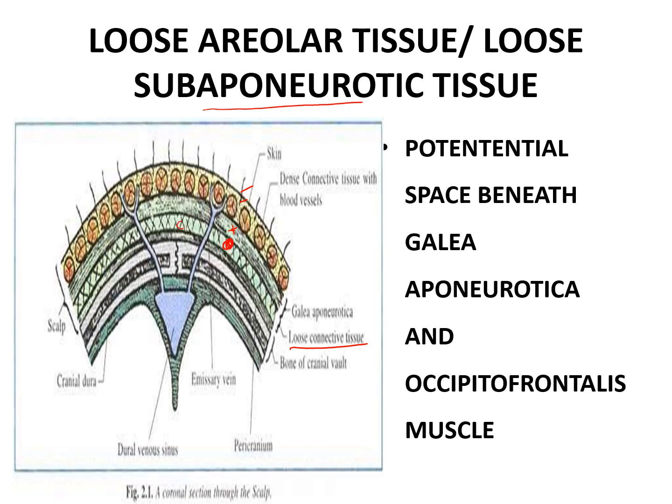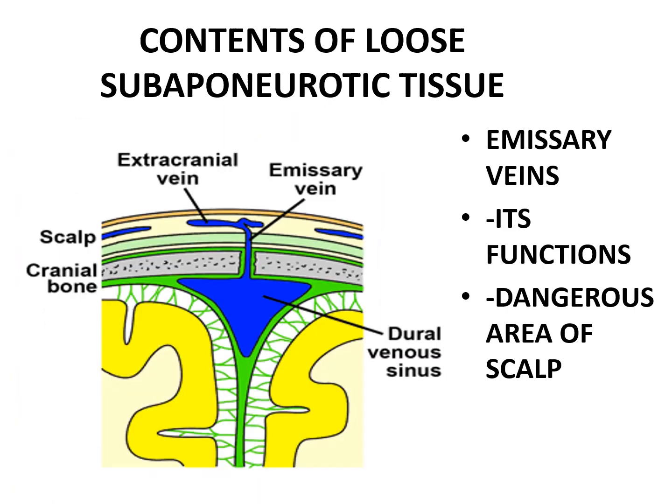It is also called the subaponeurotic space because sub means below. It is below the aponeurotic layer, that is why it is called subaponeurotic space. So we will be studying about this layer. This is a potential space. It is beneath the aponeurotic layer and the pericranium. So it is a potential space. Now we will see what are the clinical implications and contents of this space.